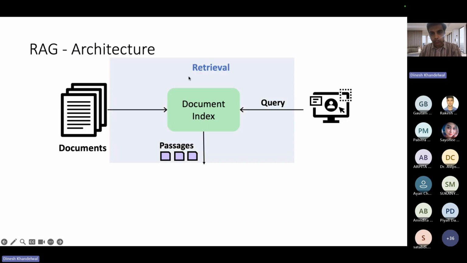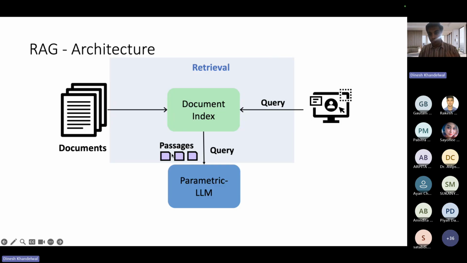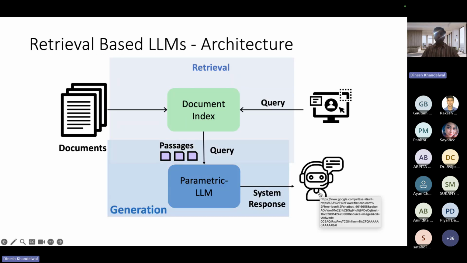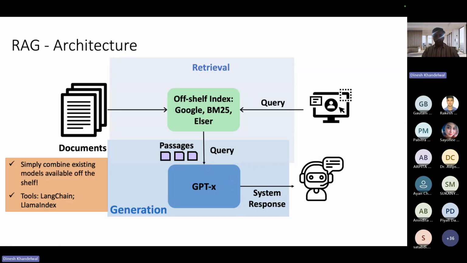So this is the retrieval stage of RAG. R stands for retrieval. Then you pass the query along with the retrieved passages to the LLM. You are saying, LLM, this is the query, these are some useful passages, now give the answer, and the LLM returns the system response. So this is the famous RAG pattern or RAG-based LLM architecture. It has two parts: retrieval, where you retrieve certain passages, and a generation part where you generate the output. It simply combines existing models.